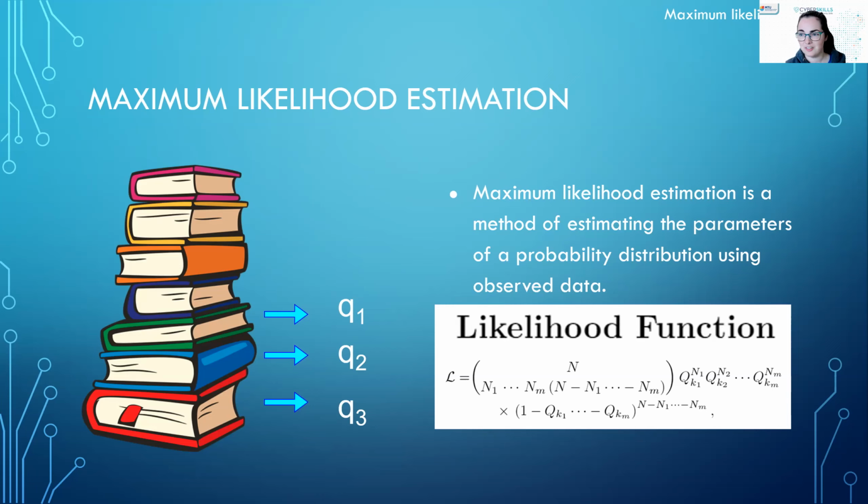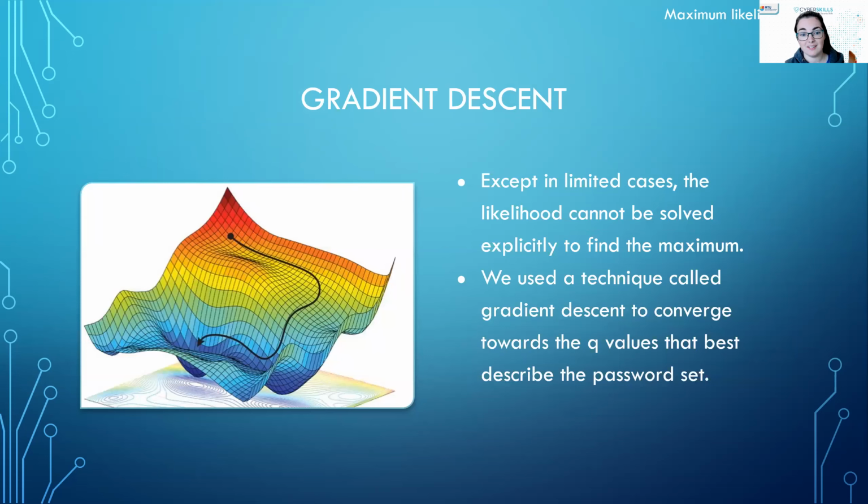So it's kind of an iterative approach. If we try a certain set of Q values, and then we try another set of Q values, and we see that that gave us a higher likelihood, then we iteratively figure that out. And the way we're iteratively figuring that out is using gradient descent. The likelihood usually can't be explicitly calculated. It requires something like gradient descent in order to converge towards the Q values that best describe the set.